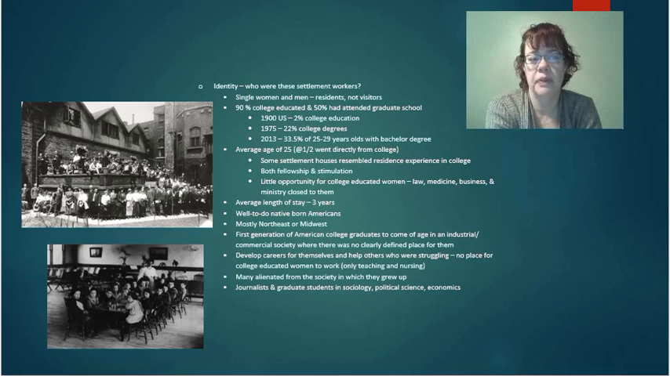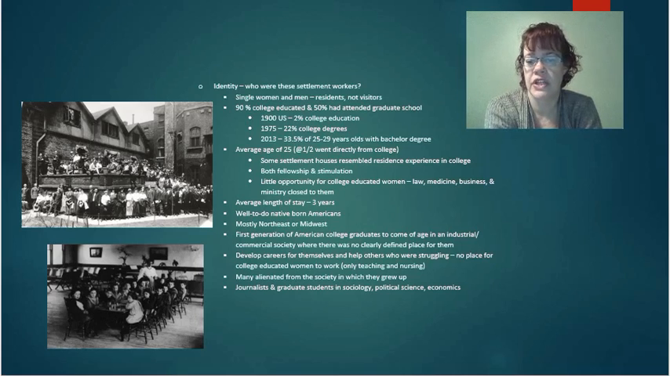The first generation of American college graduates to come of age in an industrial commercial society where there's clearly no defined place for them. There is not necessarily a place, especially for women, to put their degree to use. And so this gave them an opportunity to really do some good, and as I said, put their degree to use. Developed careers for themselves and helped others who were struggling.